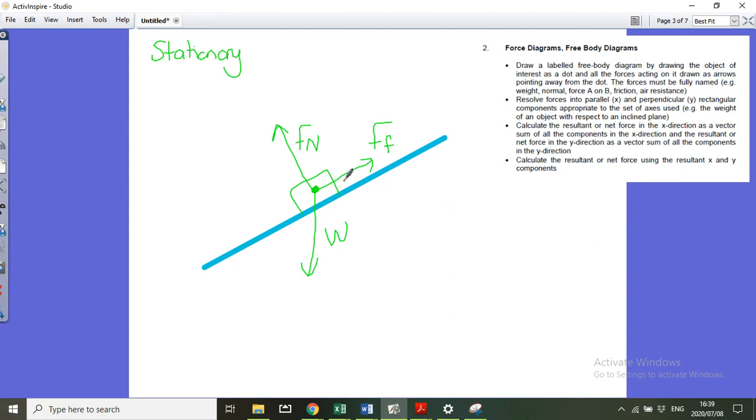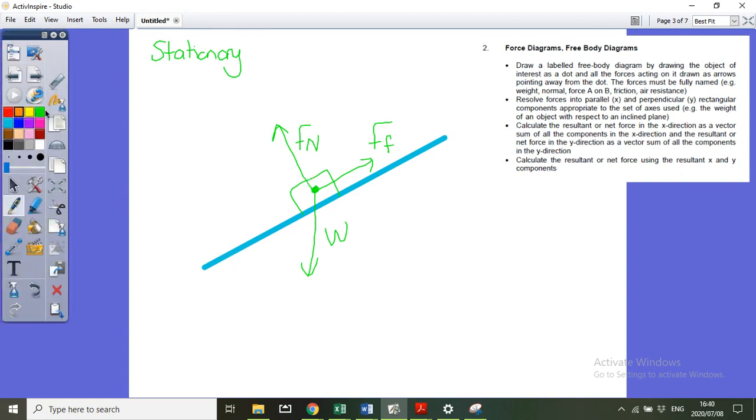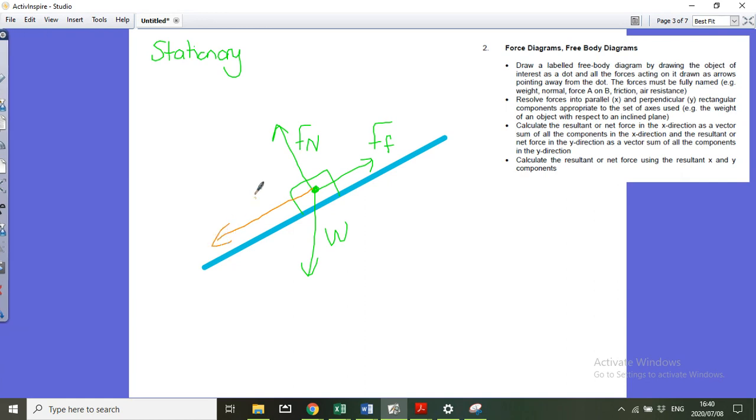Now, if this object is not just sitting still, you must remember that if the object is accelerating downwards, and this is what brings us to Newton's second law, and I'll talk about that again. So if it's moving downwards, then friction will still be upwards. But if the object is moving upwards or accelerating upwards, then friction is going to be downwards. So please read your question nicely and decide whether it is a stationary object or not.